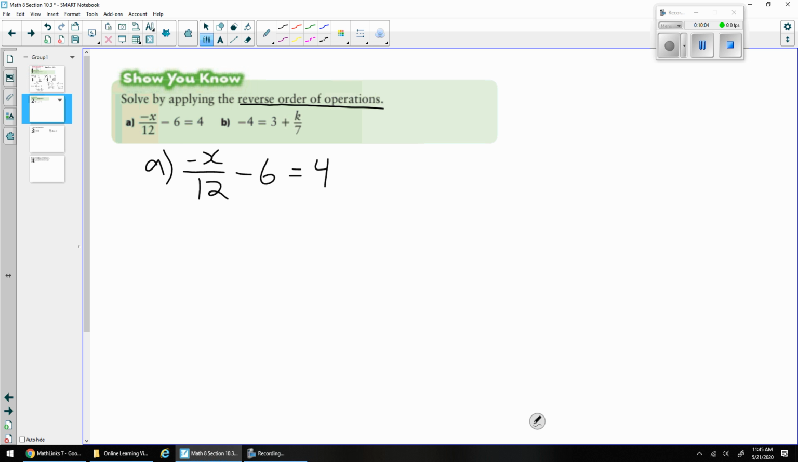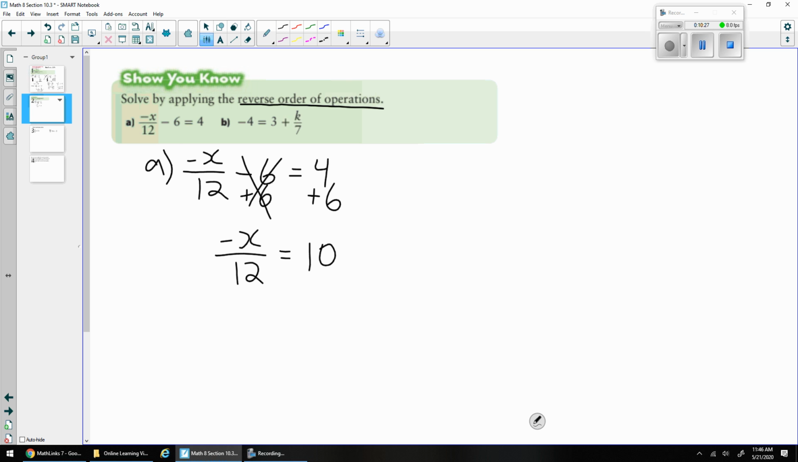So x is having 6 subtracted from it. I'm going to add 6, do the opposite on both sides to keep my equation balanced. The 6's cancel out. On my left side, all I'm left with is negative x divided by 12. And that is equal to 10. 4 plus 6 is 10.